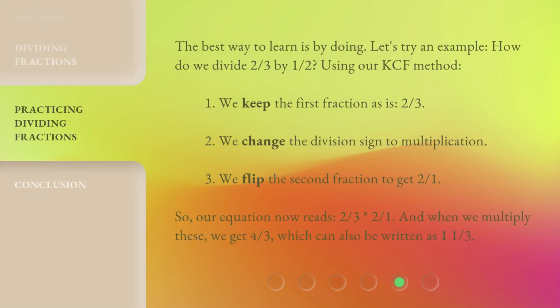The best way to learn is by doing. Let's try an example. How do we divide 2/3 by 1/2? Using our KCF method. 1. We keep the first fraction as is, 2/3. 2. We change the division sign to multiplication. 3. We flip the second fraction to get 2/1. So, our equation now reads 2/3 * 2/1. And when we multiply these, we get 4/3, which can also be written as 1 1/3.